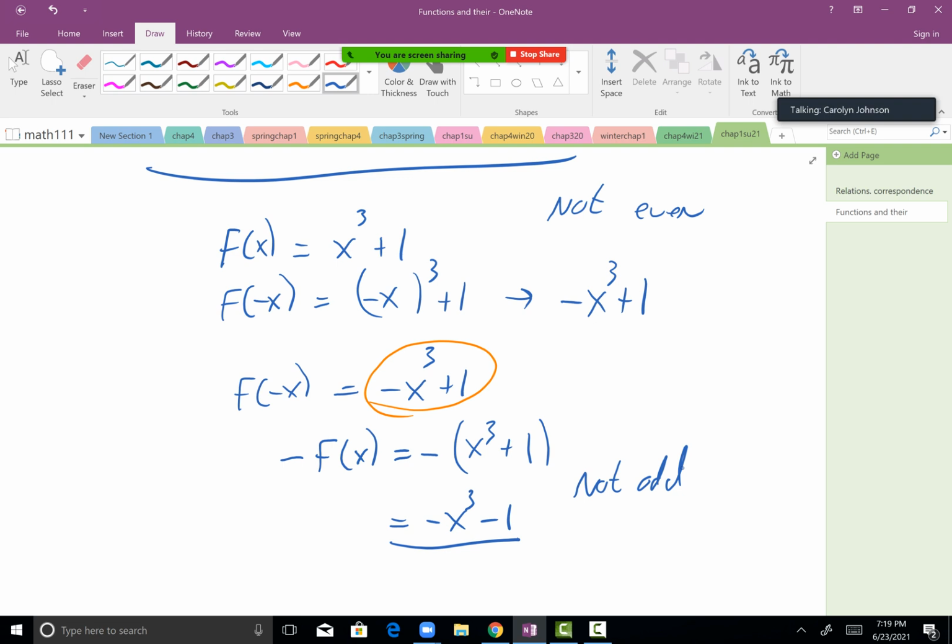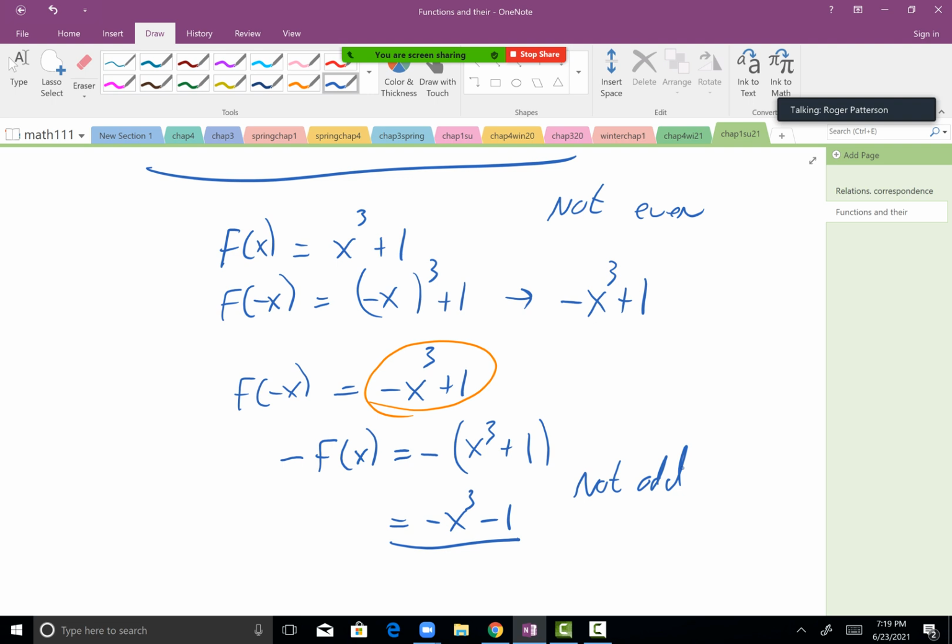Okay, but is there a definition since that one's not even or odd? No, it's just not even or odd. It's just a regular old function. So you're kind of better off to just graph them, to be honest with you on those.